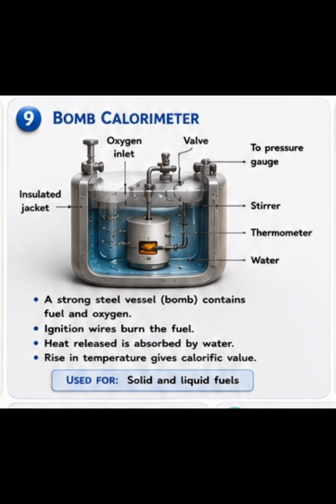For gaseous fuels, a Boy's calorimeter is used. In this instrument, the gas burns inside a combustion chamber while water flows around it and absorbs the heat produced. The increase in water temperature is measured to determine the calorific value of the gaseous fuel.